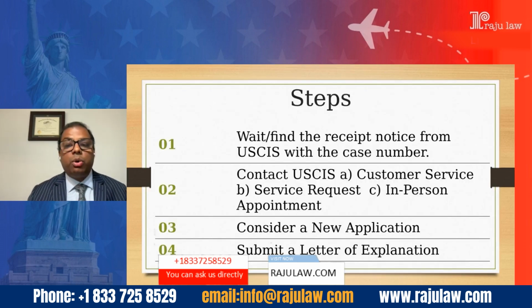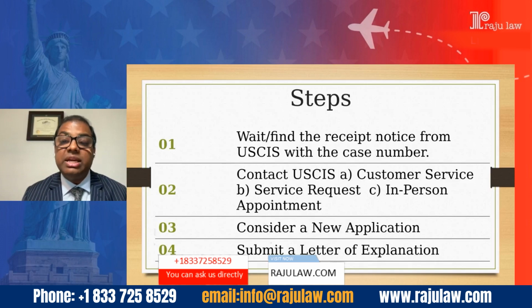So here are the 4 steps. Some people can fix some mistakes within 1 or 2 steps. Some people need to go through all 4 steps. But there are 4 steps for you to remember. Number 1, wait/find the receipt notice from USCIS with the case number. And again, I'm going to discuss everything later. So at this moment, I'm just telling the 4 steps. Number 1, wait/find the receipt notice from USCIS with the case number.